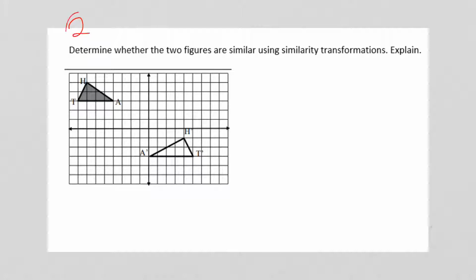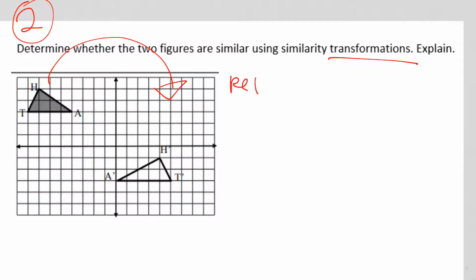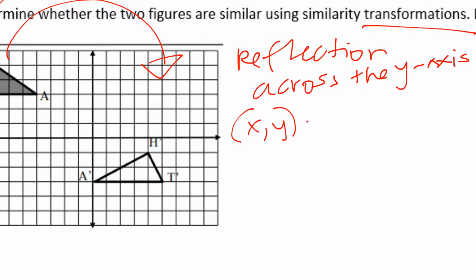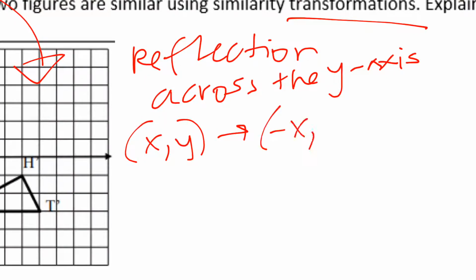Question 2 is asking us to determine whether the two figures are similar using similarity transformations. So we have to use transformations. So for this question, hopefully you guys notice that this is a reflection. So I know it's a reflection across the y-axis, right? Reflection across the y-axis. And the rule for the reflection across the y-axis says that xy will go to negative x, y.